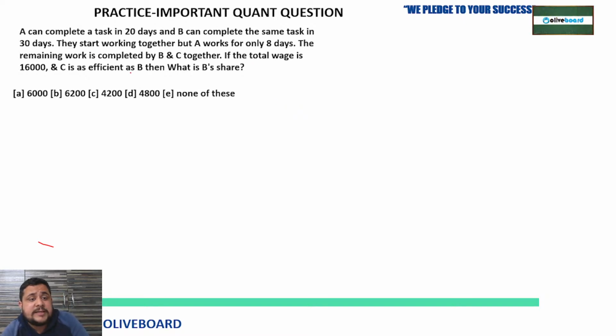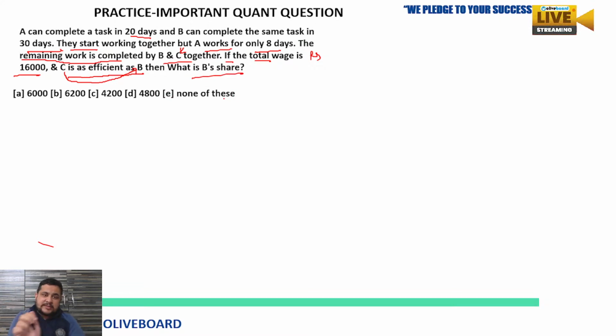Okay, just see. The question is: A can complete a task in 20 days, B can complete the same task in 30 days. They start working together, but A works only for 8 days. Then the remaining work is completed by B and C together. So another person C is added here, but we don't have any idea about C till here. Now, if the total wage is 16,000 rupees, then C is as efficient as B. Now we have the data that C's efficiency is equal to B's. Then what is B's share? So it is a wages-based question from time and work.